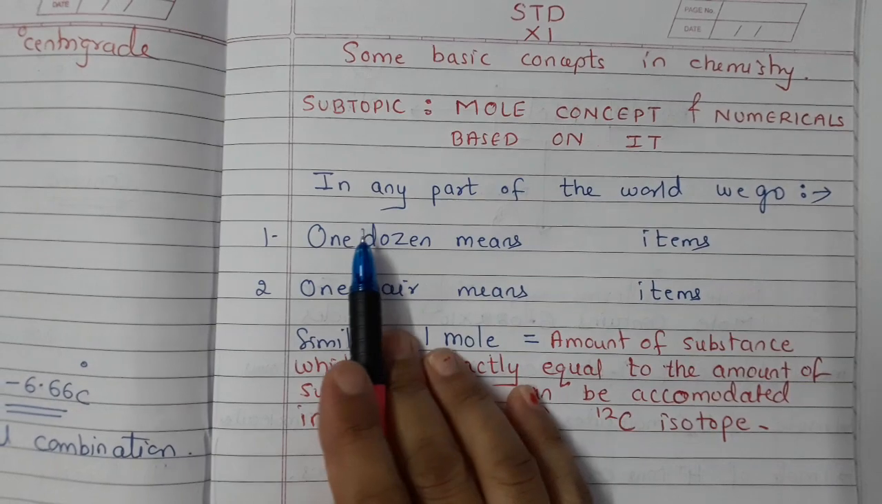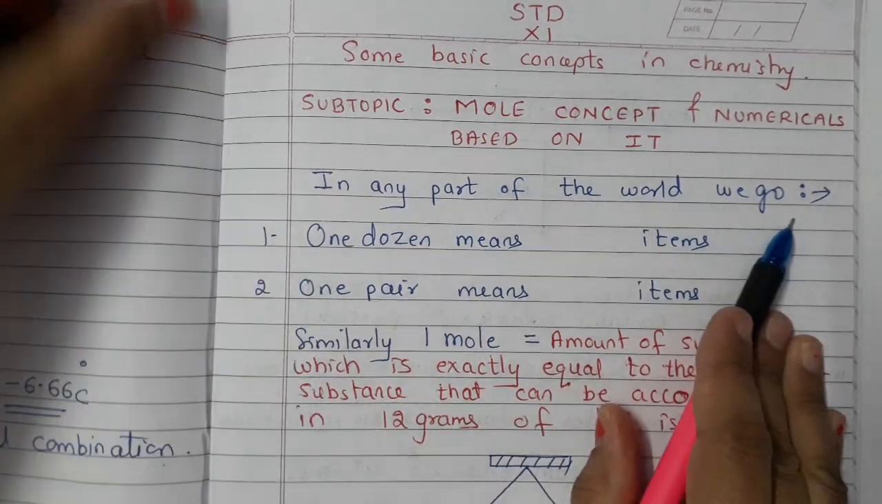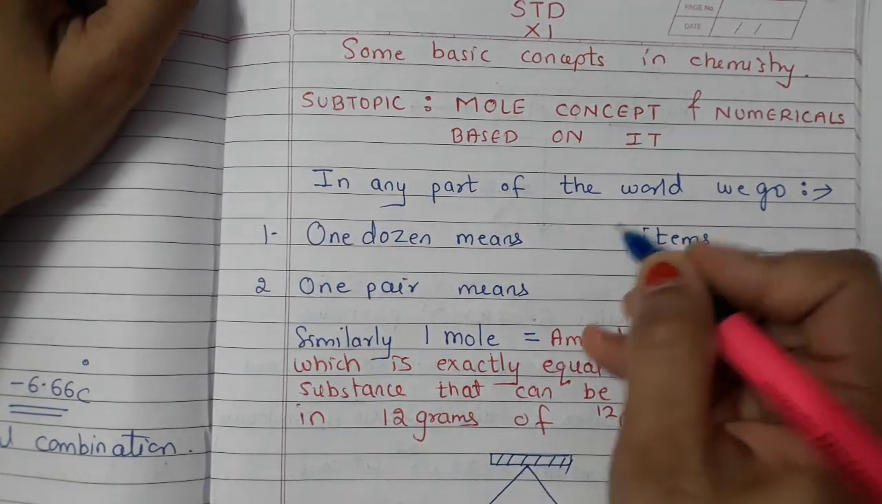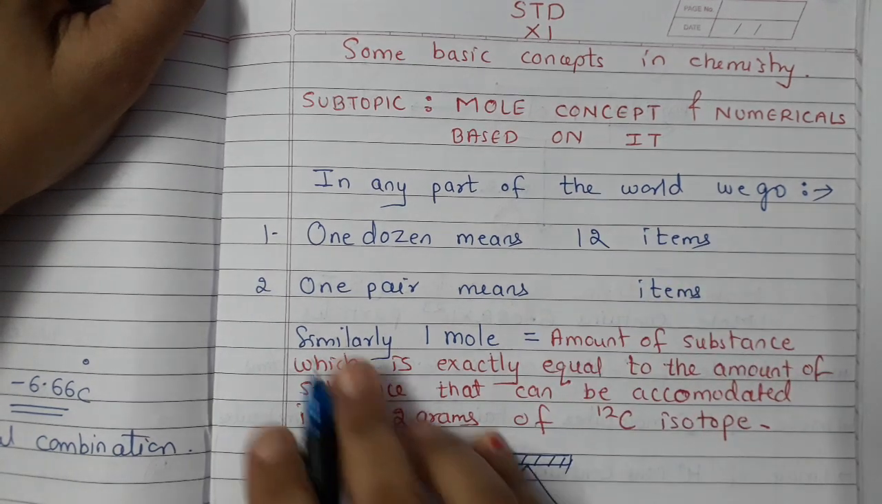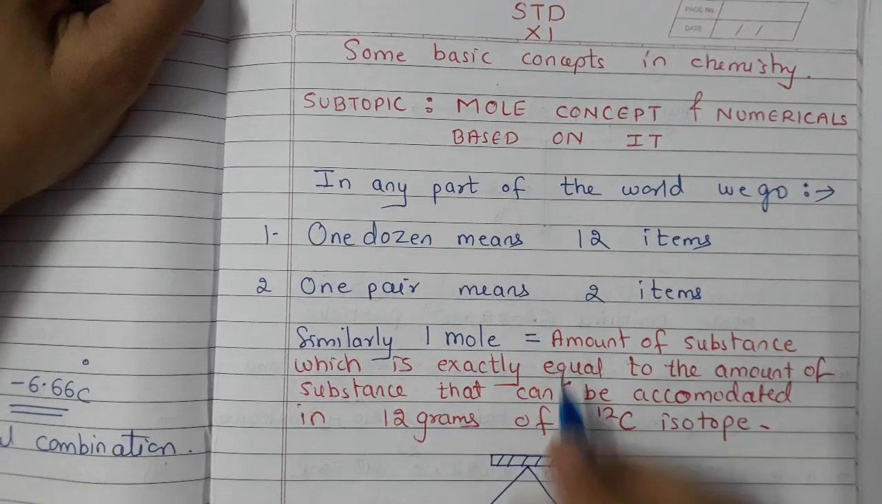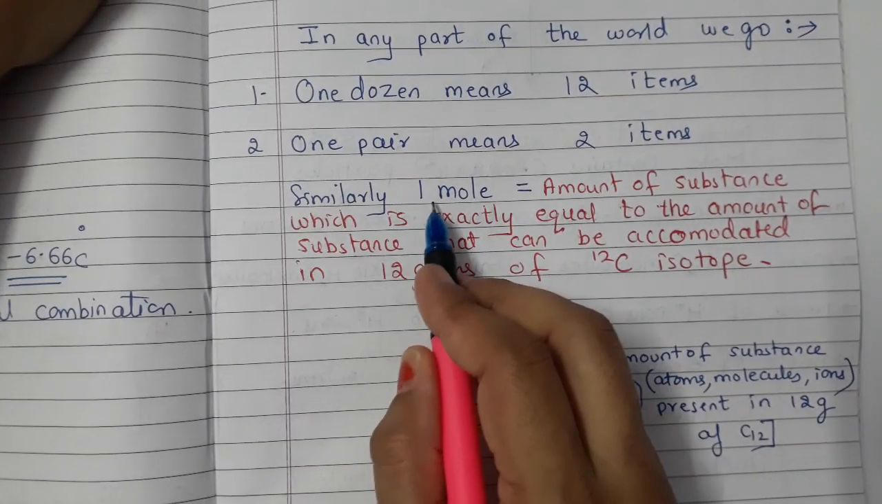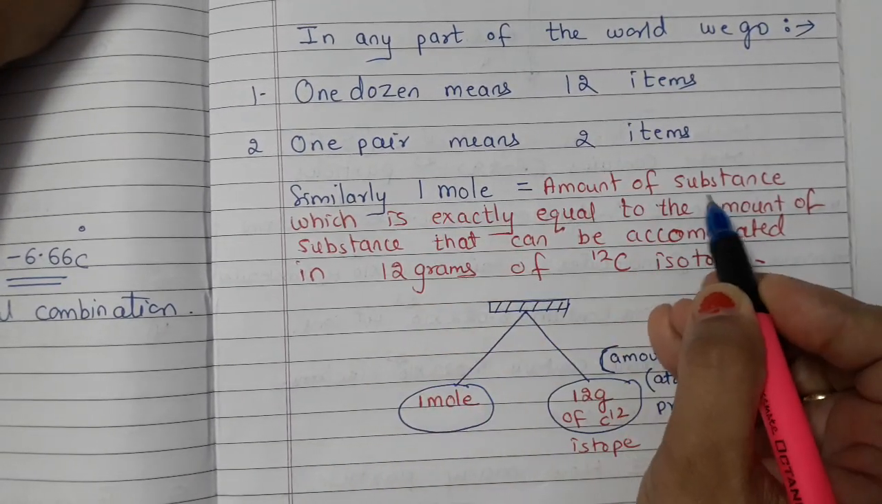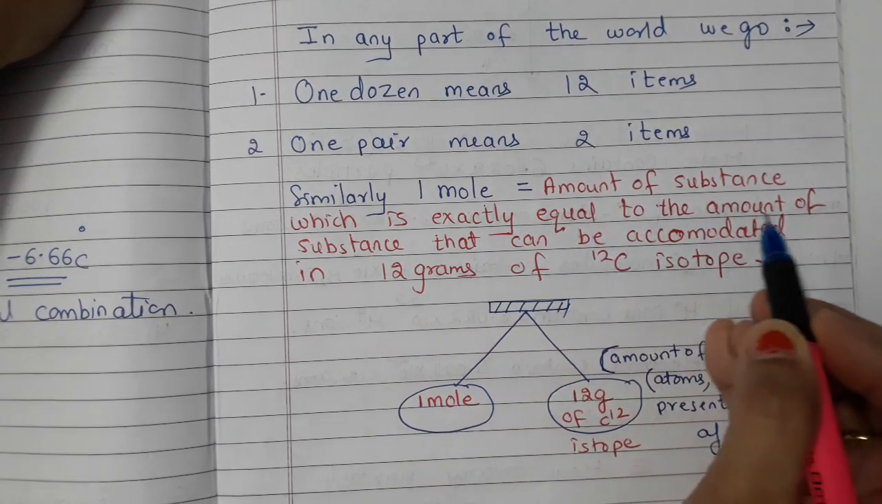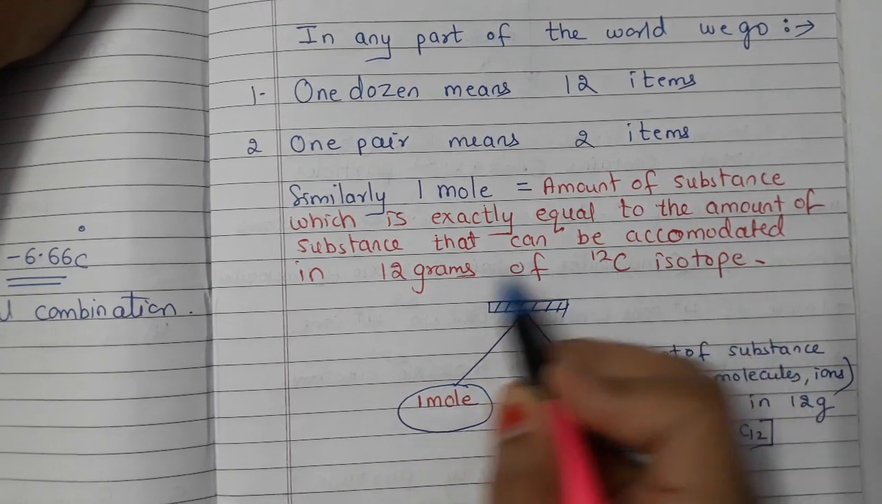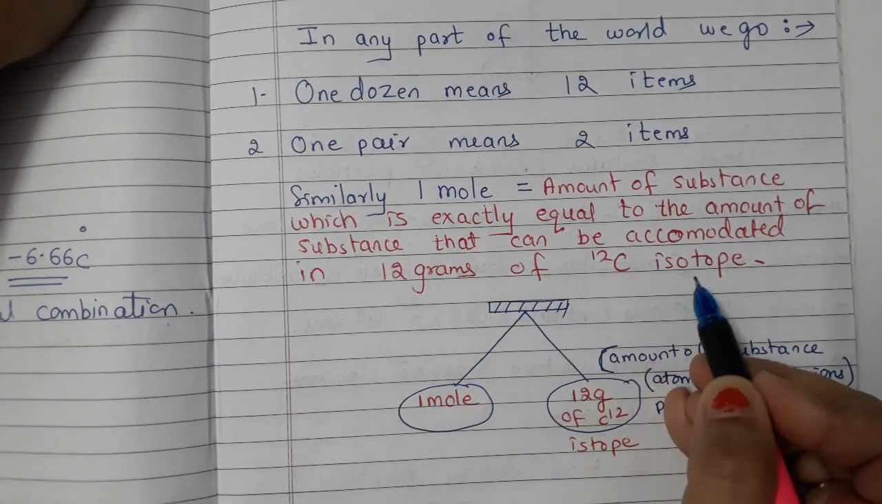Now students, in any part of the world we go, one dozen means 12 items. One pair means 2 items, isn't it? Similarly, mole means the amount of substance which is exactly equal to the amount of substance that can be accommodated in 12 grams of carbon 12 isotope.